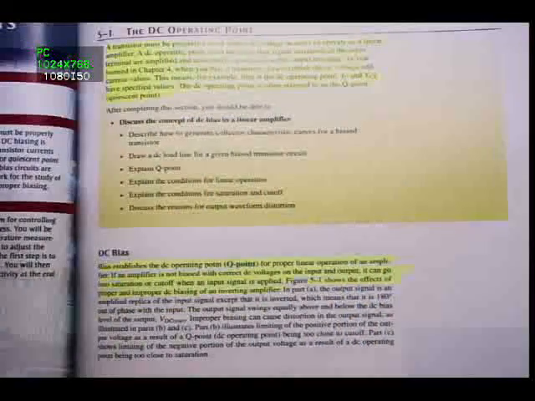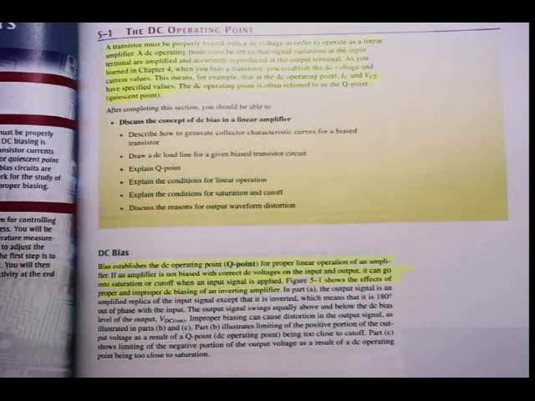I've marked some sections there that I want you to mark. On page 217, the DC operating point. You can mark in your books the same as I have here. It doesn't mean that the rest of the chapter is not important, but these are just the more important facts.